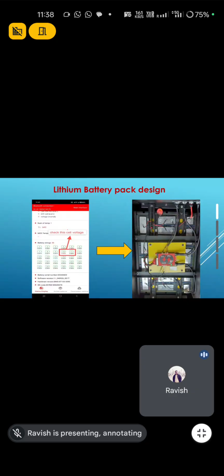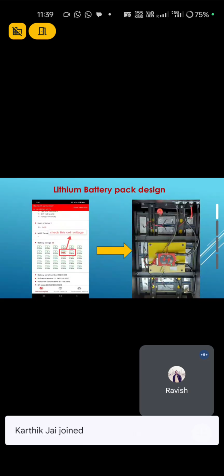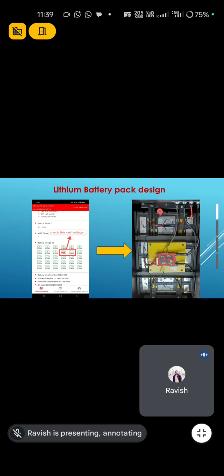If your application is showing this cell as 5 volt, it means the 10th and 11th cell. If the 10th and 11th cell is not properly connected to the cell, there may be a bus bar welding issue. This one is a bus bar. Then you have to check the bus bar also.